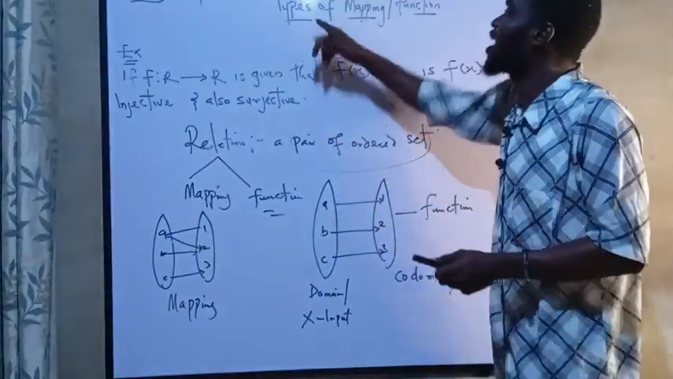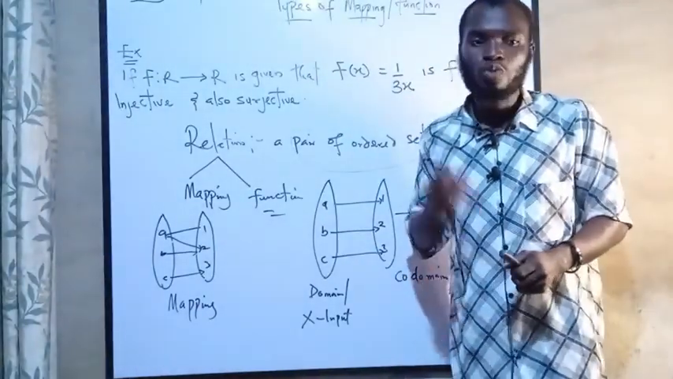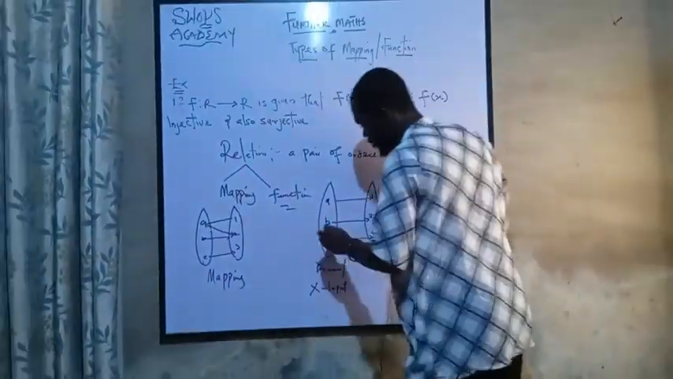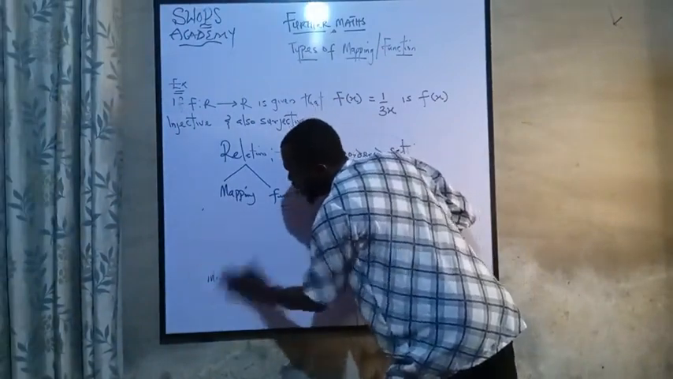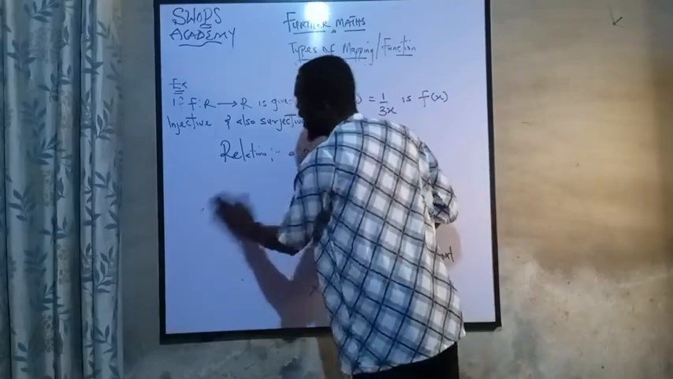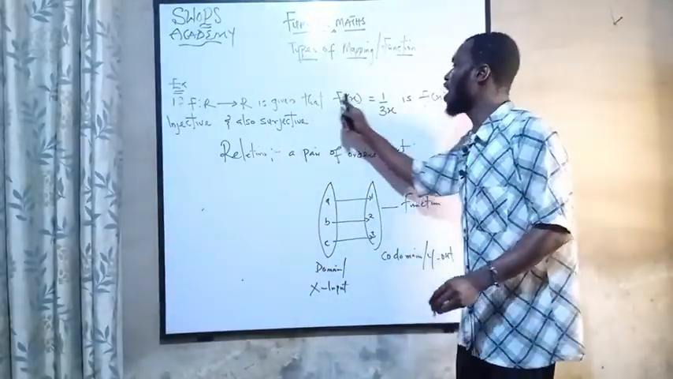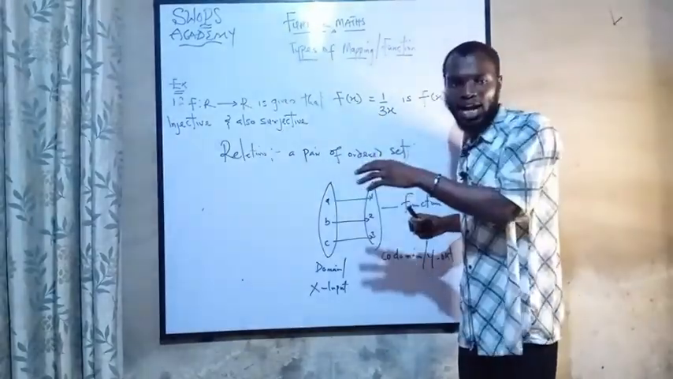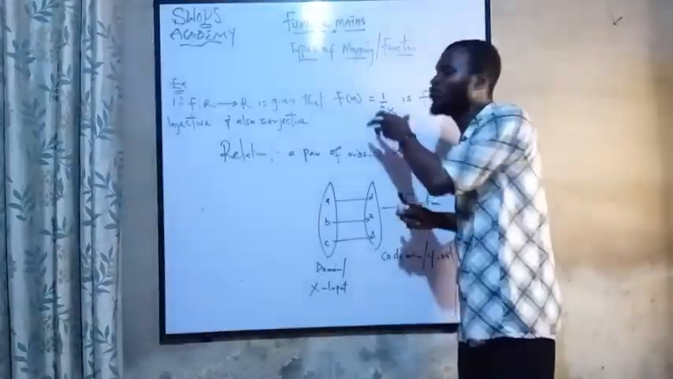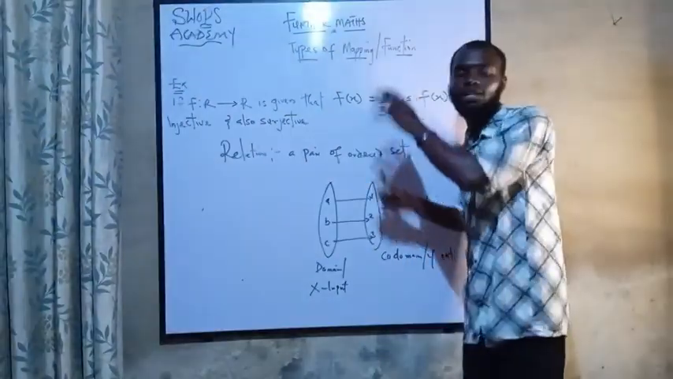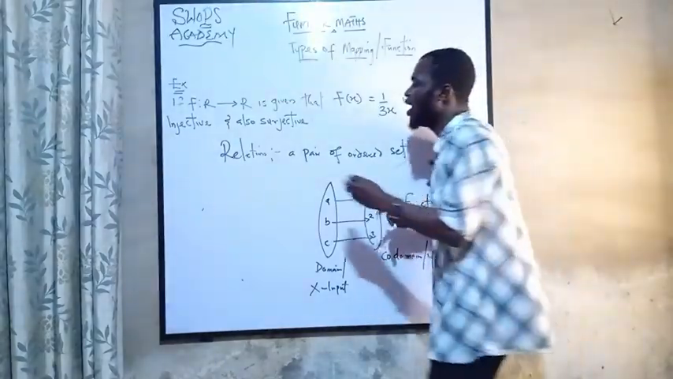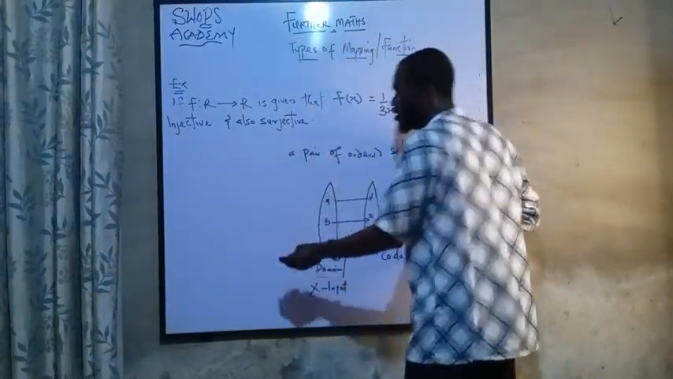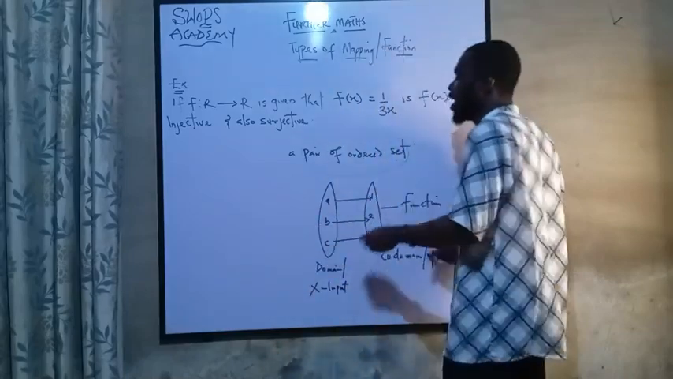Now let's go to the main work. What is the main work? Types of mapping or function. We have different types of mapping or function. Let me clean this up. We have number one. As far as this question is concerned, we are not asked to use a diagram to solve it. We are asked to solve it using algebraic methods. The question being given is in algebraic form, so we are asked to solve it algebraically. How do we solve that? Since we've understood what we know as relation, what a mapping is, and how we identify a function.